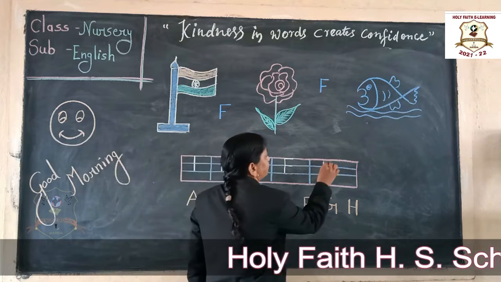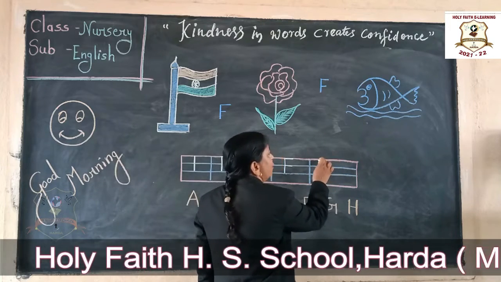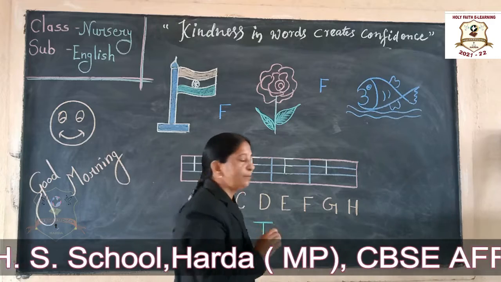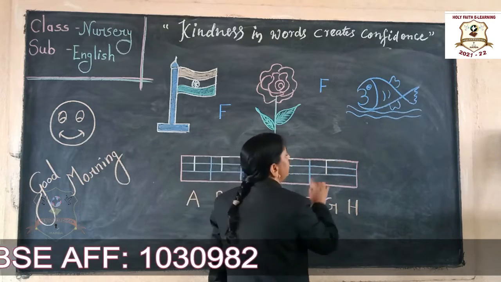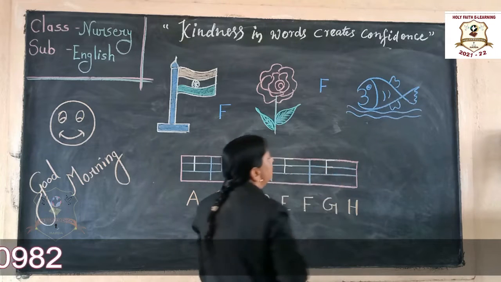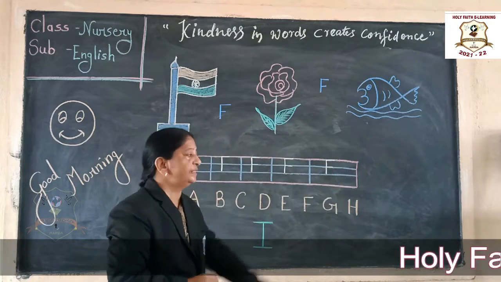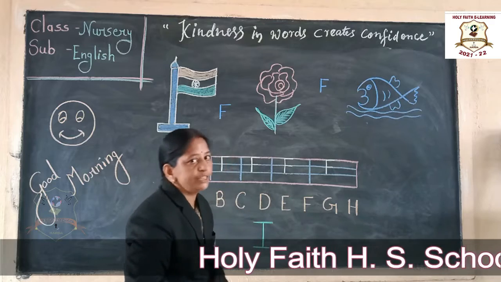See once again. Standing line from pink line to second blue line. One sleeping line on pink line. One more sleeping line on first blue line. This is F. Okay, students.